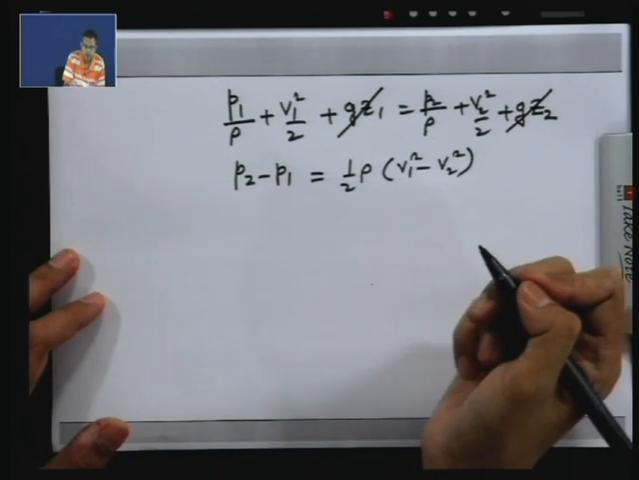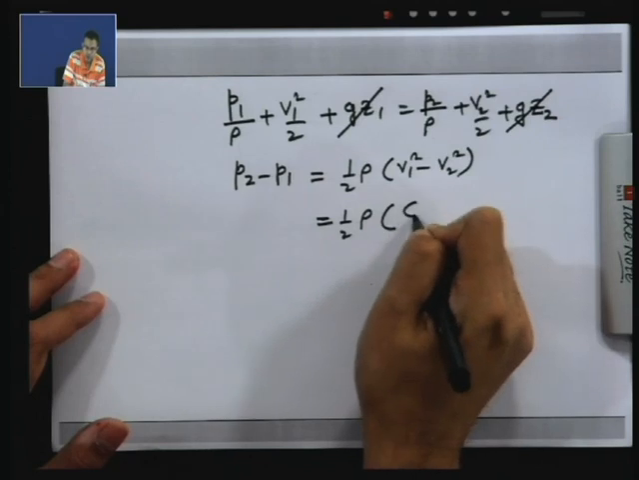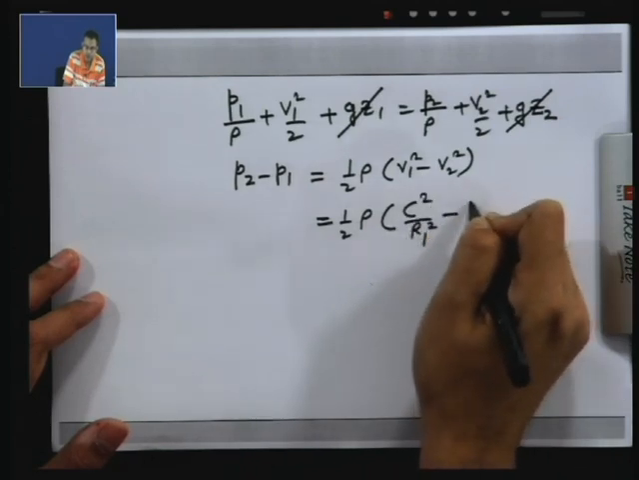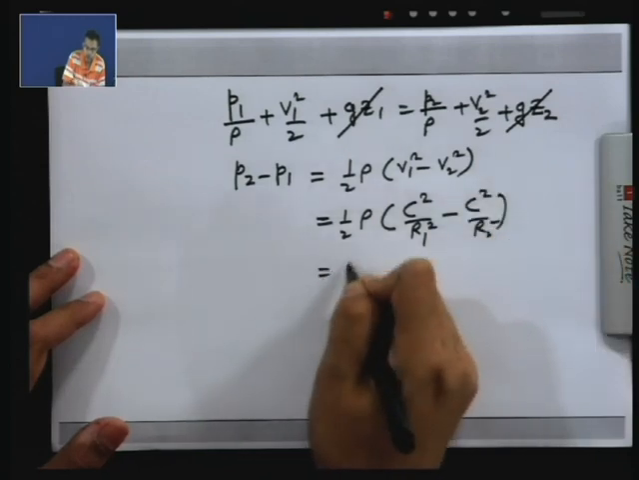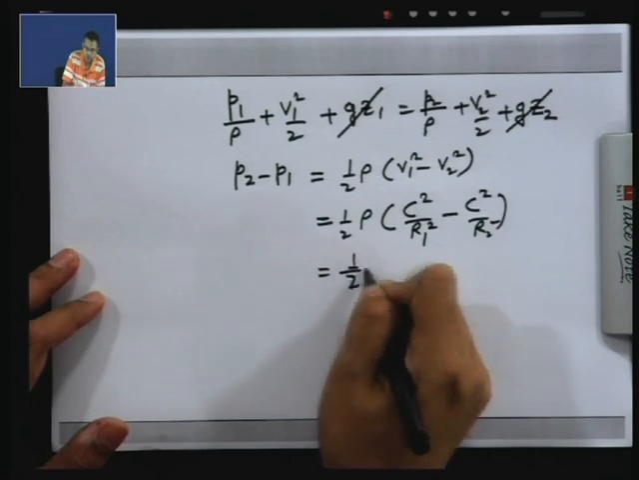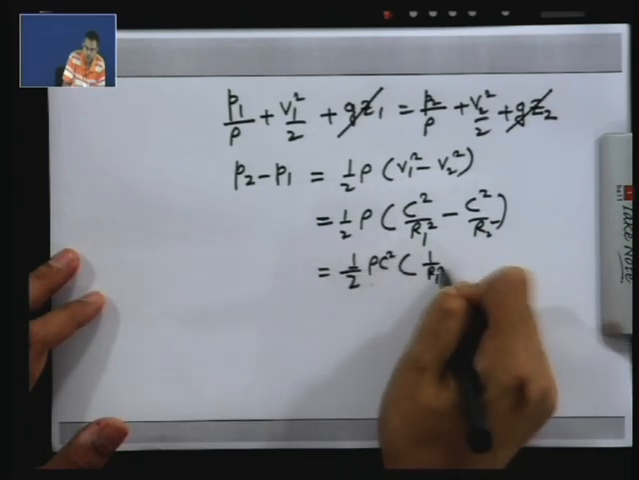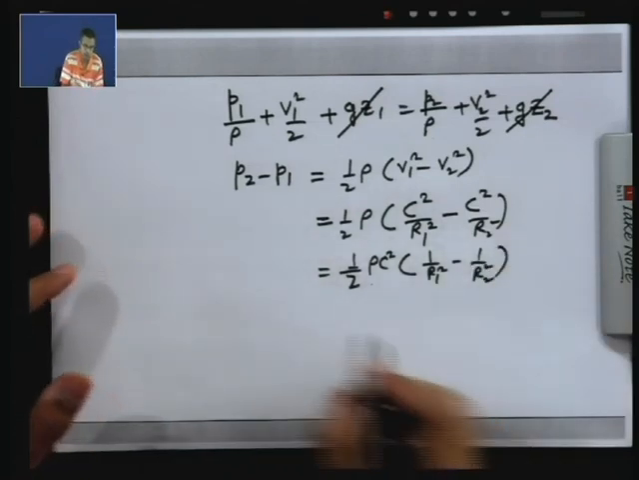Now because V theta is the only component, half rho V1 square is C square by R1 square, and V2 square is C square by R2 square. So it is half rho C square into (1 by R1 square minus 1 by R2 square). So this is one way of solving the problem.